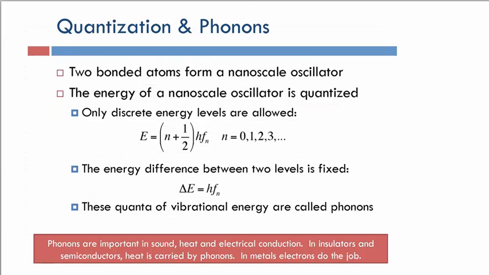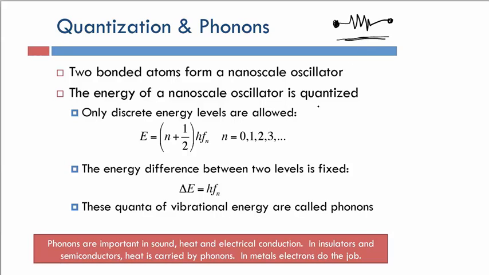So last lecture we continued discussing this model of the interaction between two bonded atoms as two masses connected by a spring. We derived the allowed energy levels of the system, and we saw that they were quantized. So we talked about the two bonded atoms that form a nanoscale oscillator, like two balls on a spring.